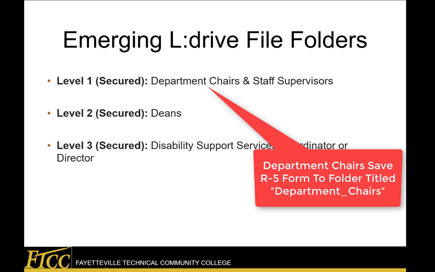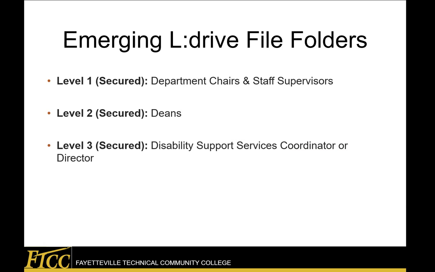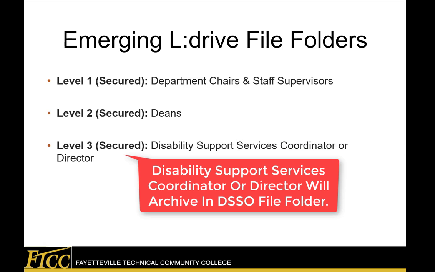The department chairs will have a specific folder to save the R5 form that is titled Department_Chairs. The deans will have a specific folder to save the R5 form data that is titled Dean. The Disability Support Services Coordinator or Director will have a specific folder to archive the final review of the dean's findings located in the DSSO file folder.